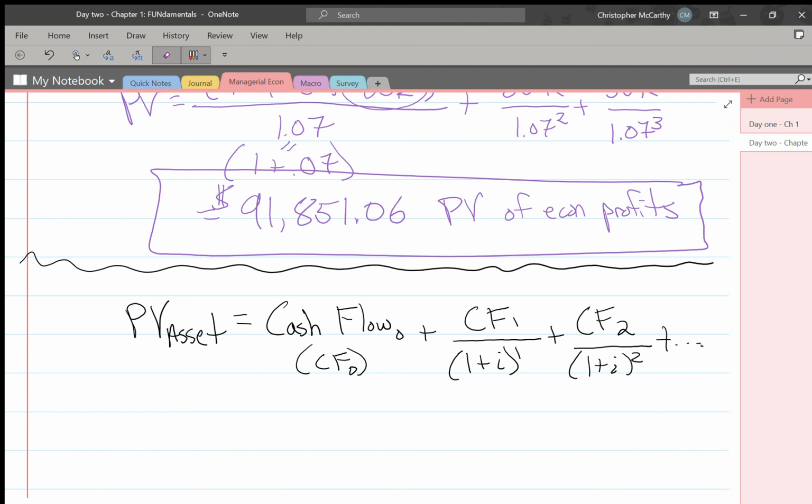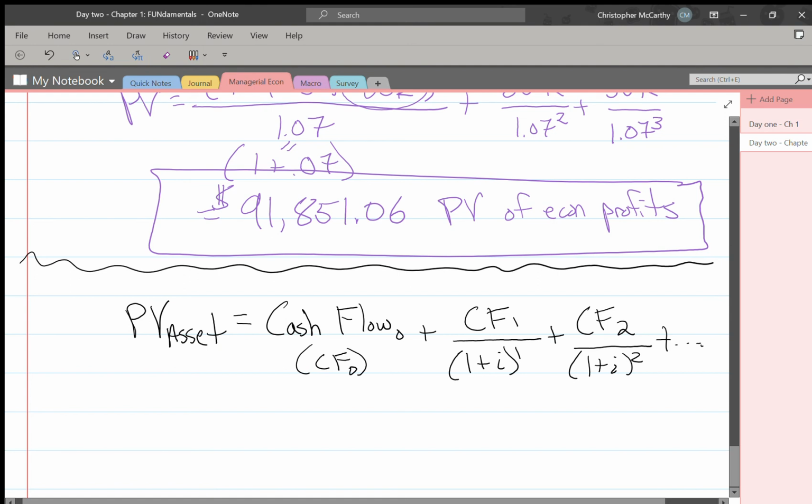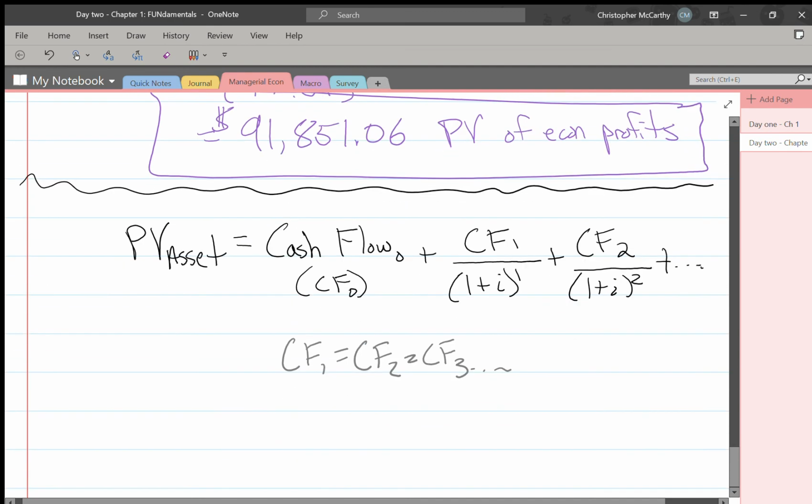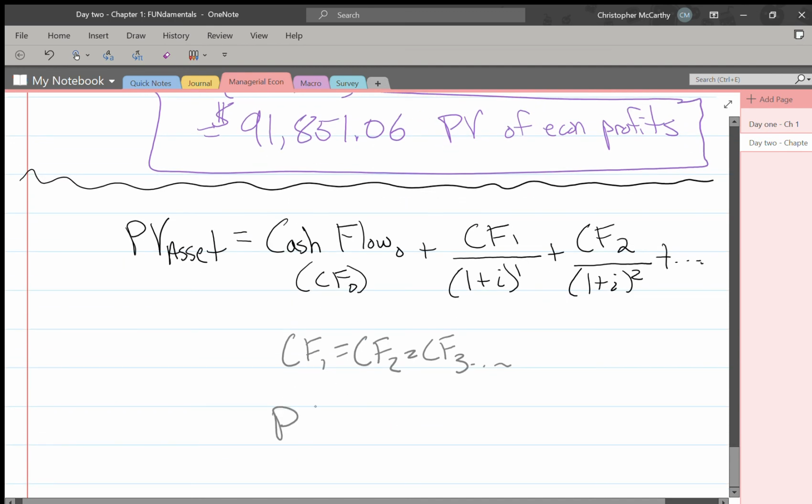And so the present value of this, if it's the same cash flow, if CF1 is equal to CF2 is equal to CF3 and so on, then there's a nice little shortcut that we can use. These are called perpetuities. The present value of a perpetuity is the easiest formula you'll probably have in this whole class. It's the cash flow divided by the interest rate.